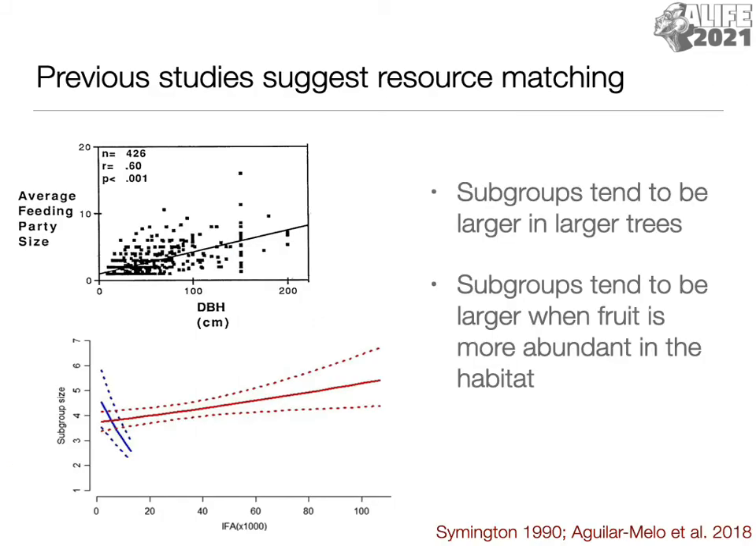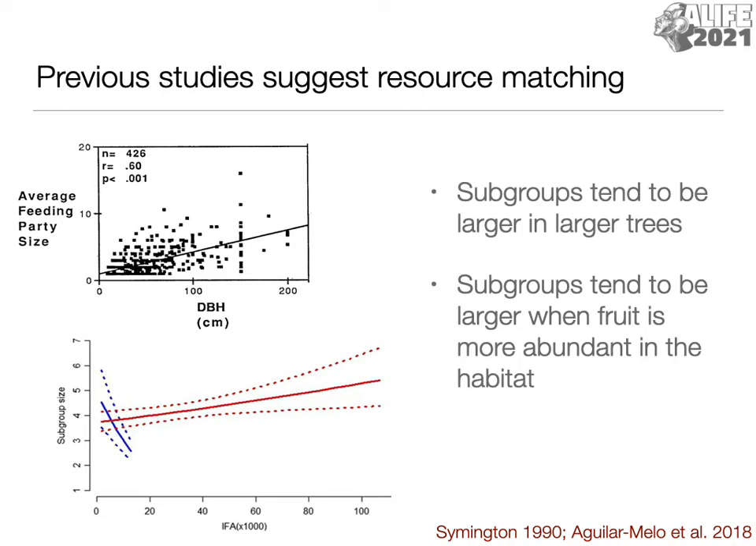One consequence of fission-fusion dynamics is that foraging for resources can be done in flexible sized subgroups. The size of these subgroups matches, to some extent, both the local and global abundance of resources. Both at the fruit tree and the habitat wide scale, larger subgroups are found when there is more food available. So in the graph above, you can see the relationship between the size of fruiting trees and the average size of a feeding subgroup of spider monkeys. In the graph below, you can see how subgroup size changes as the overall fruit abundance in the habitat increases.